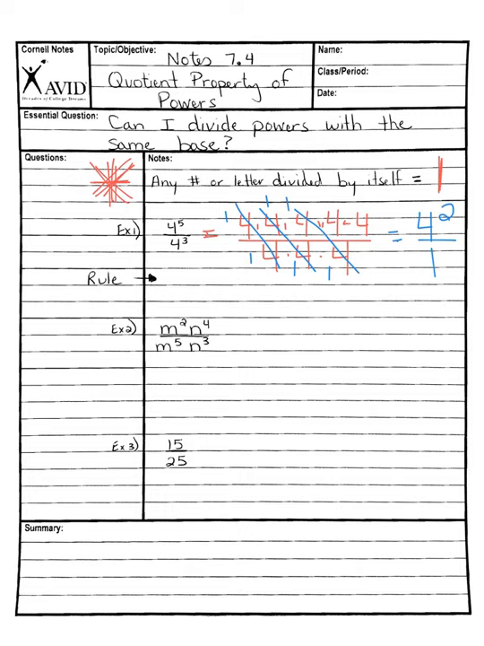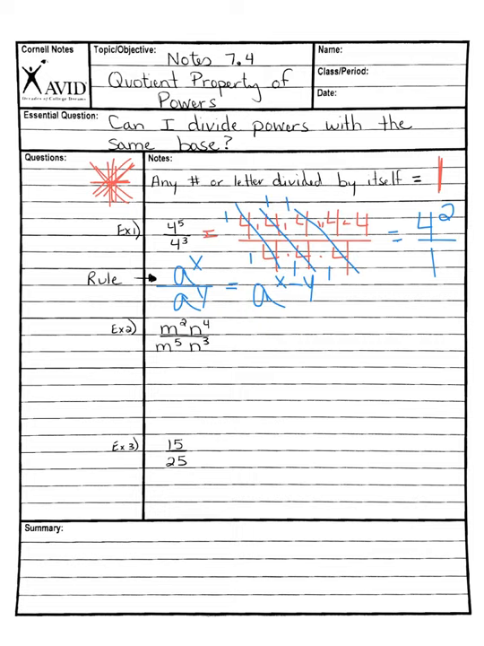So let's think about the rule here. How could we get that? Well, our rule for this problem is that if I have the same base, so a to the power of x divided by the same base, a to the power of y, we can subtract those powers, x minus y. So 5 minus 3 in the problem above gets you 4 squared.